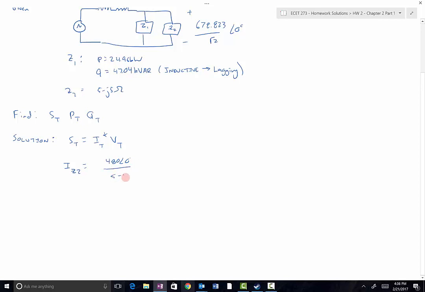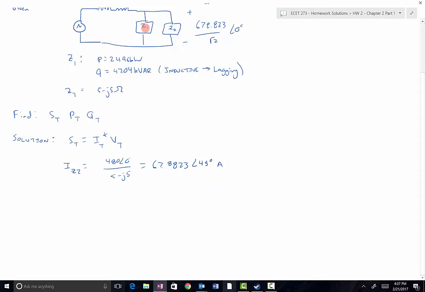Divide that by 5 minus j5. So V over Z is equal to I, and that gives you a current in this branch of 67.8823 at an angle of 45 degrees amps. It's a capacitive circuit because it's a minus j5. Current leads the voltage, so that's a good indication that we did something right.